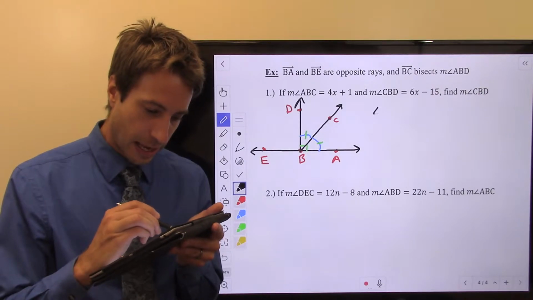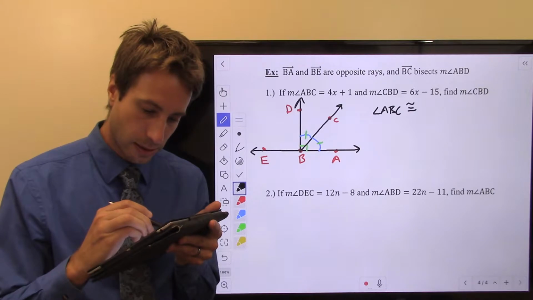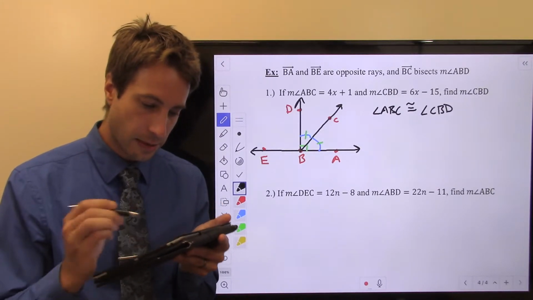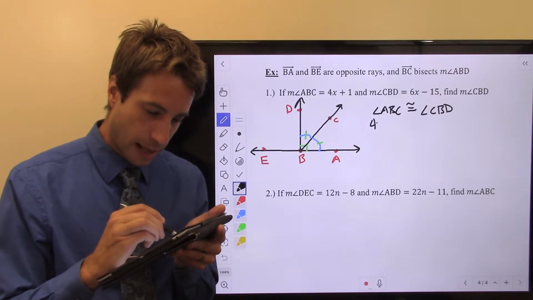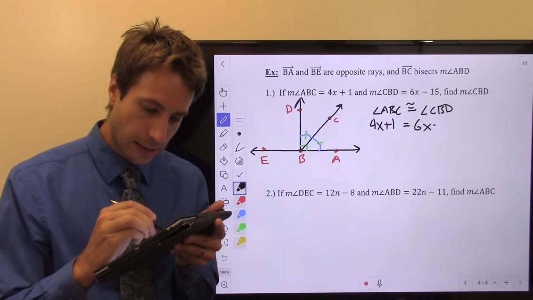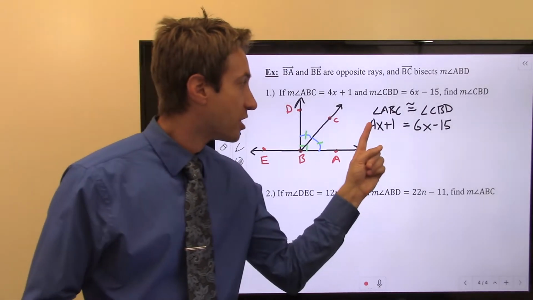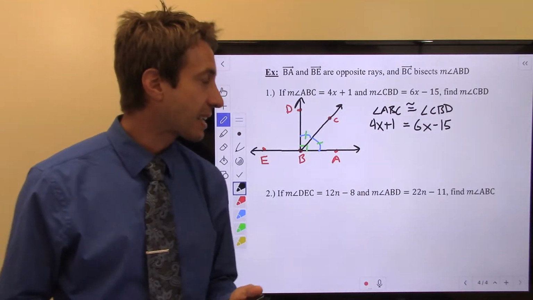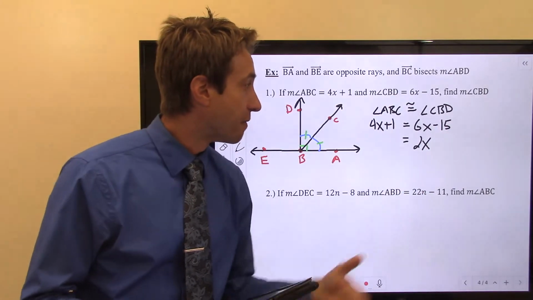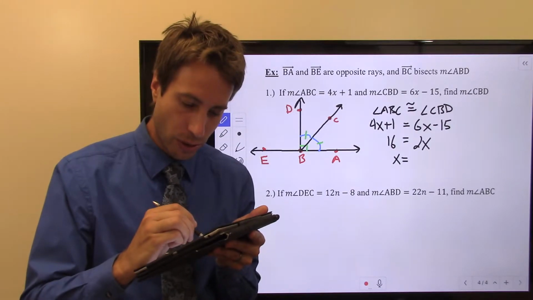I know that the measure of angle ABC is congruent to the measure of CBD, right? So here we go. I have 4x plus 1 is equal to 6x minus 15. Right? Let's do a little bit of algebra. Subtract the 4x, that's going to give me 2x. Add the 15, that's going to give me 16 equals 2x, divide by 2, you wind up with 8.